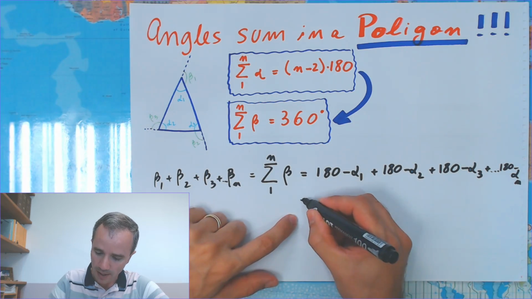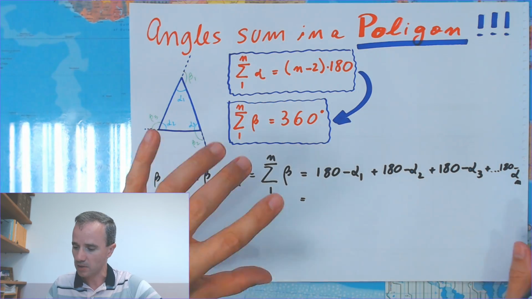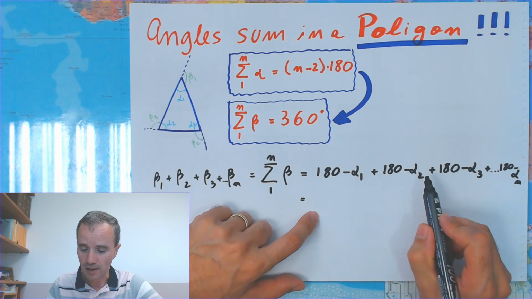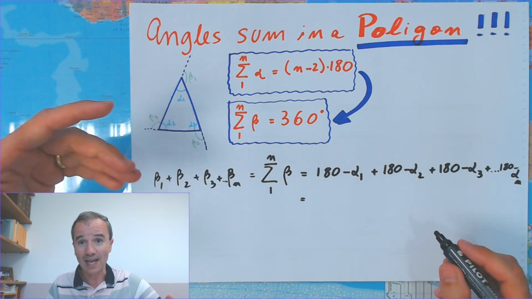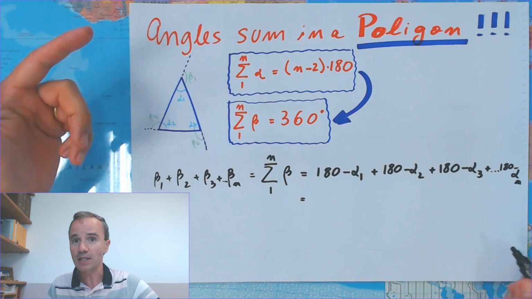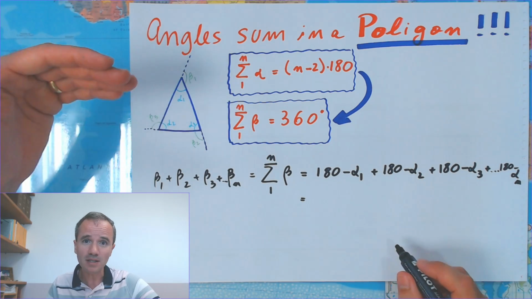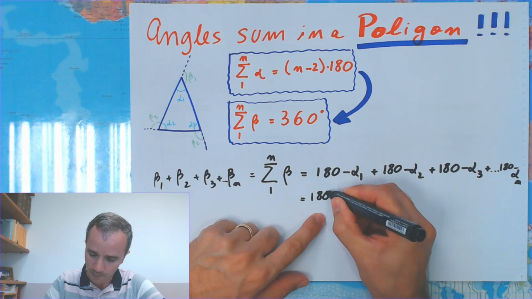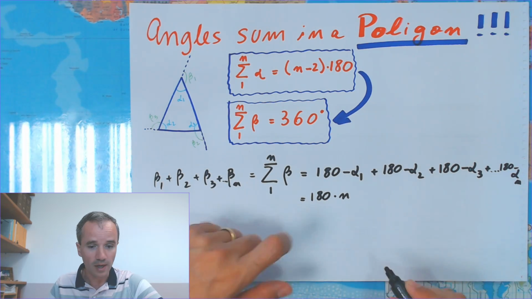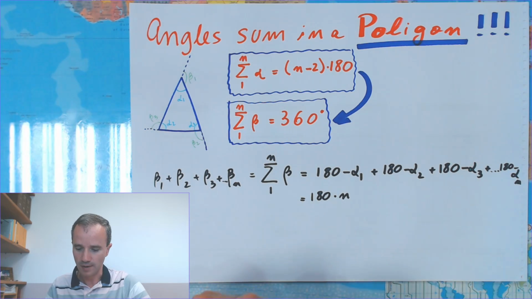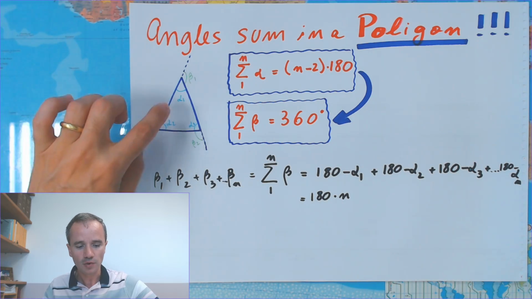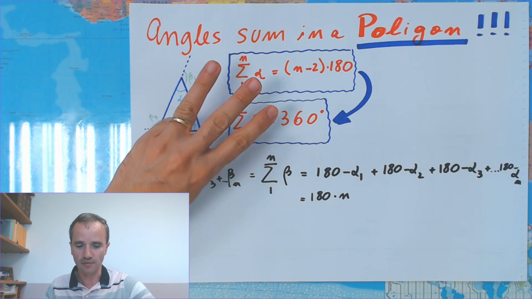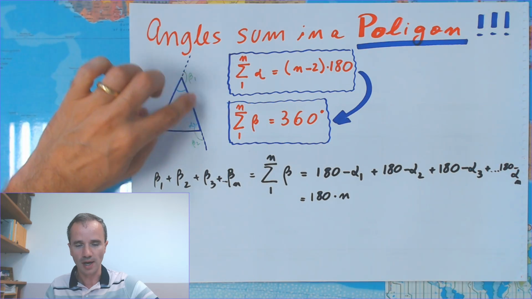Well, what's going to be now? Let's start to accommodate the numbers more. How many 180s are we going to have? We're going to have as many 180s as we have betas, and as many betas as we have sides. So we're going to have n 180s. Agree? In this case, we just have 3 sides. We have 3 betas. Therefore, we're going to have 3 angles.